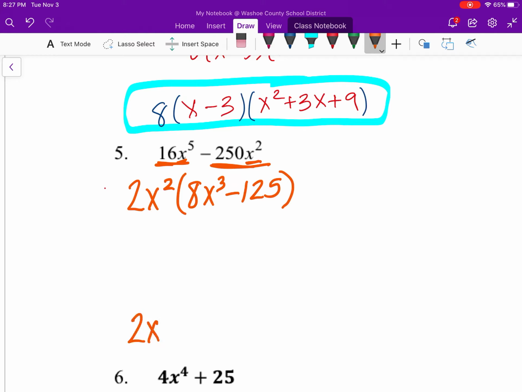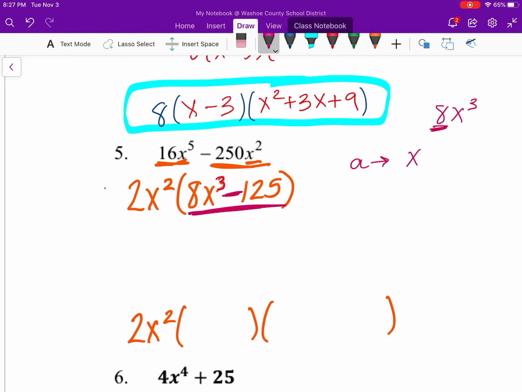So again, this 2x squared is going to be part of your final factoring once you get there. And now I can focus on just what's inside the parentheses. So this is going to be a difference of cubes. My a is going to be, okay, so breaking down 8x cubed, I know that x is going to be part of it. What number multiplied by itself 3 times gives me 8? I'm hoping you're thinking 2 there. And then 125. What number multiplied by itself 3 times gives me that? And that would be 5.